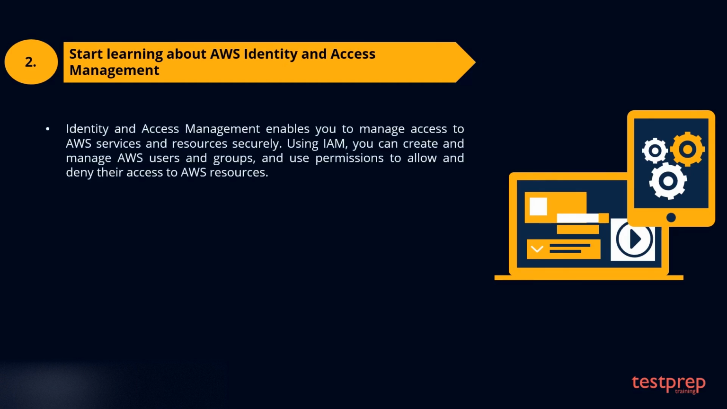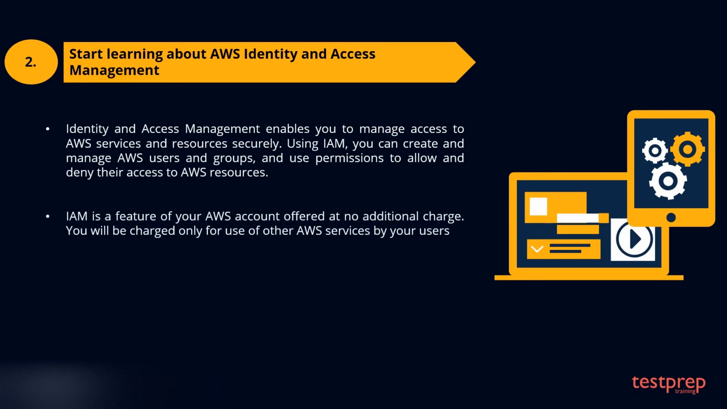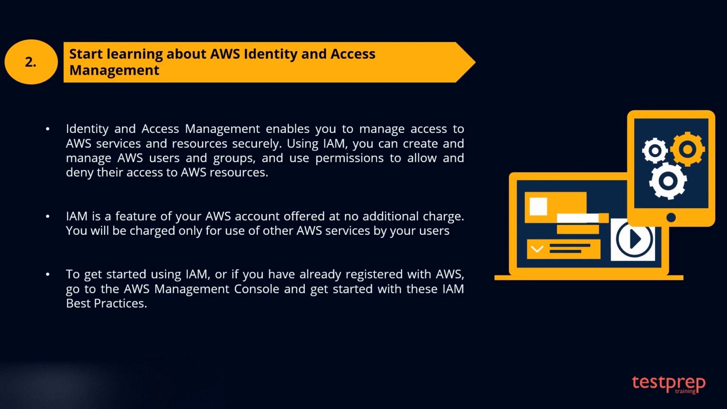IAM enables you to manage access to AWS services and resources securely. Using IAM, you can create and manage AWS users and groups, and use permissions to allow and deny their access to AWS resources. IAM is a feature of your AWS account offered at no additional charge. You will be charged only for use of other AWS services by your users. To get started using IAM, or if you have already registered with AWS, go to the AWS Management Console, and get started with these IAM best practices.